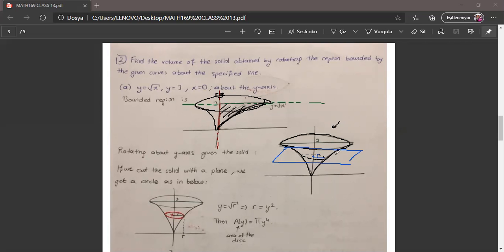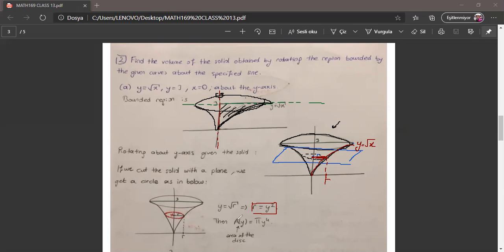So recall that the equation of this curve is y equals square root of x, right? If we say here r, then x equals r. So we need to compute this, right? So y equals square root of r, then r equals y squared, okay? So in terms of y, we found the radius of this circle.